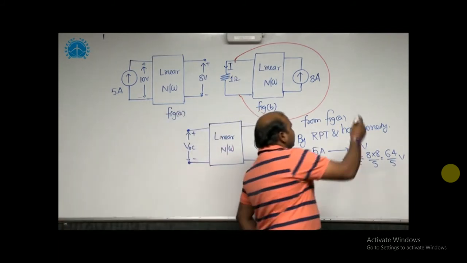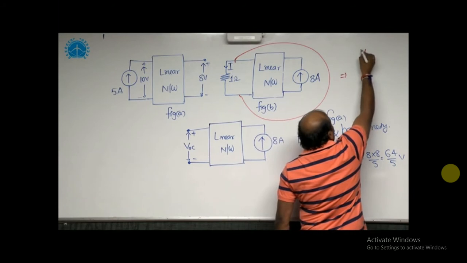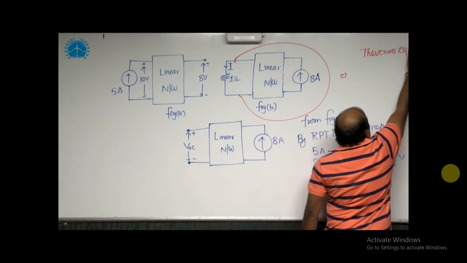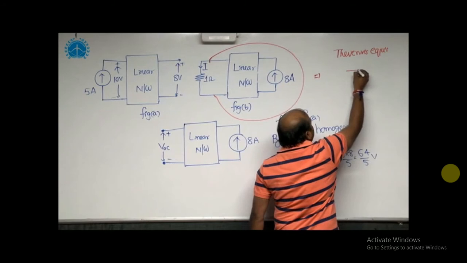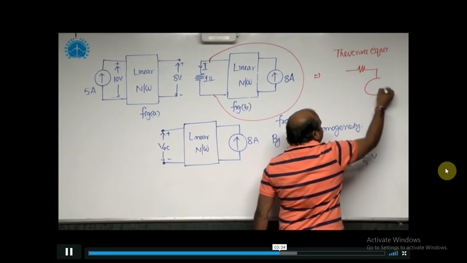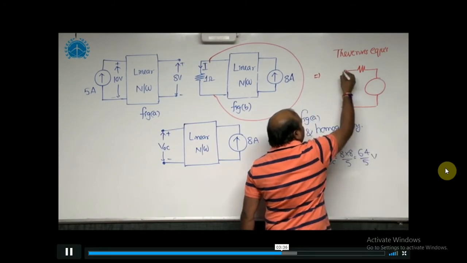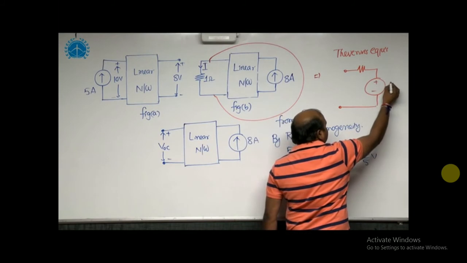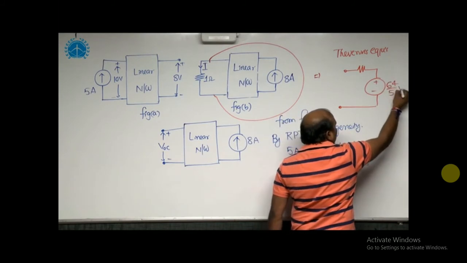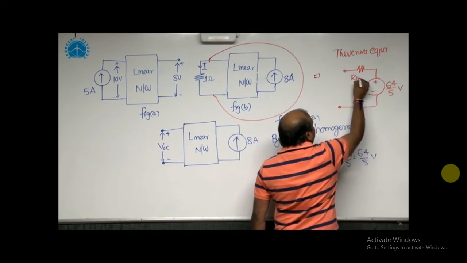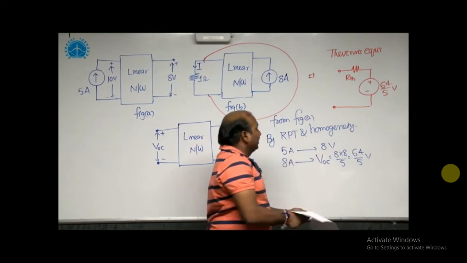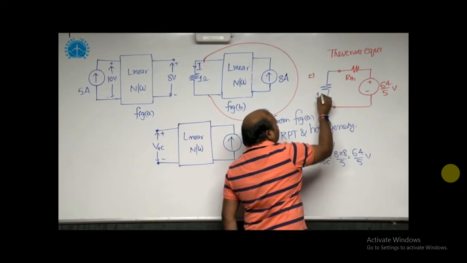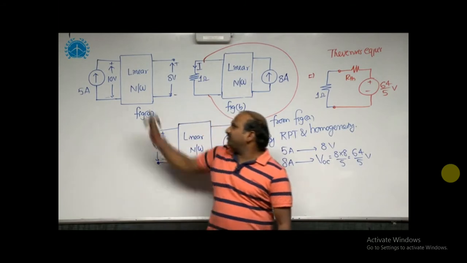Once you get the VOC, convert this entire network into a Thevenin's equivalent, that is a single voltage source with series resistance across the load circuit, the 1 ohm resistor. This VOC we got is 64 by 5 volts. We need to estimate the R Thevenin. To get the R Thevenin across the 1 ohm resistor, we have to take the help of figure A.